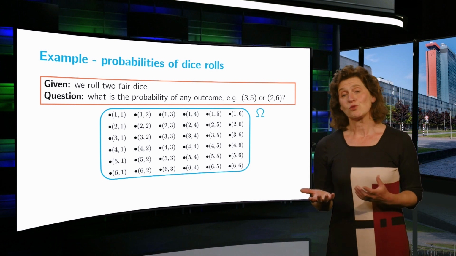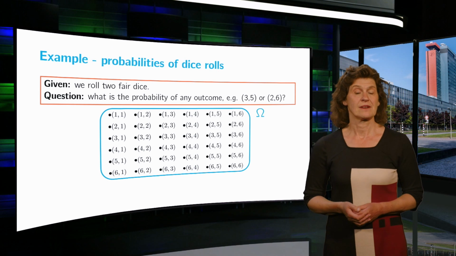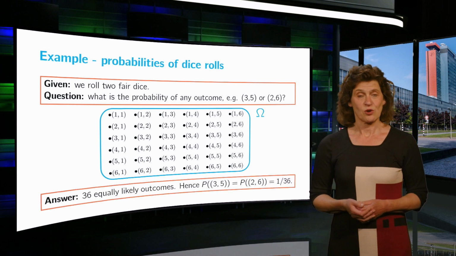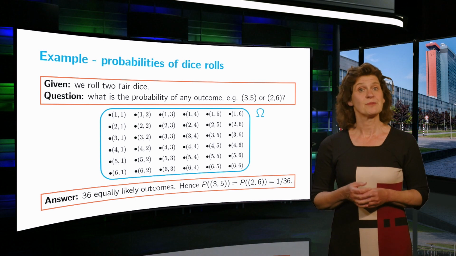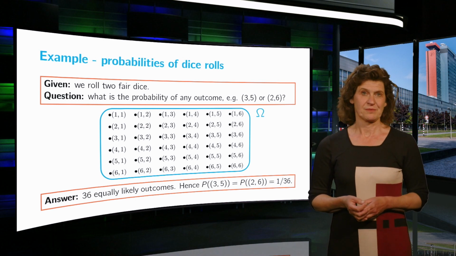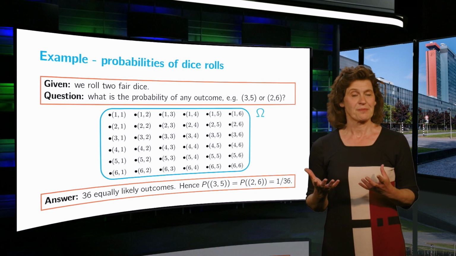You will as often roll the combination 5-3 as 2-6. The probability for each outcome must therefore be 1 in 36. We use capital P to denote a probability. How would you then find the probability of a given event?